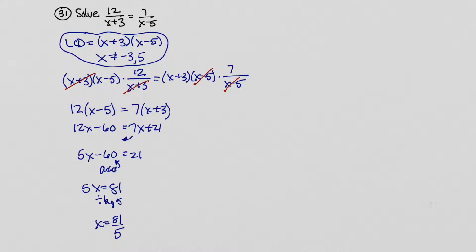Now, just run a quick check here. This is what we're going to say x is. Now we have to come back up here and be sure it's not one of our excluded values. The values we were excluding were negative 3 and 5, and if we did everything right, we got 81 over 5. So it looks like we're okay. So we're now going to claim that that is the solution to our equation.